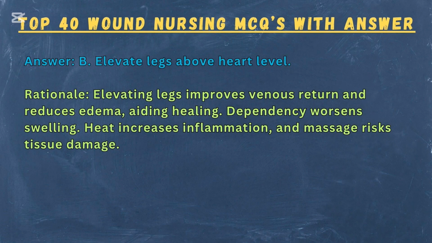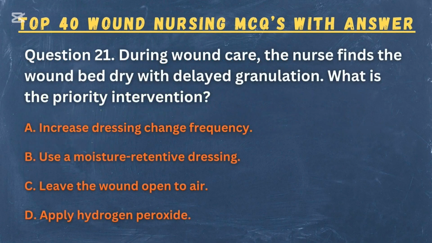Rationale. Elevating legs improves venous return and reduces edema, aiding healing. Dependency worsens swelling. Heat increases inflammation, and massage risks tissue damage. Question 21. During wound care, the nurse finds the wound bed dry with delayed granulation. What is the priority intervention?